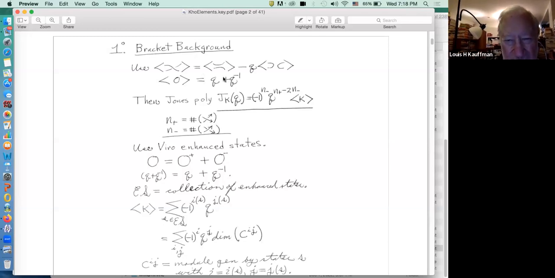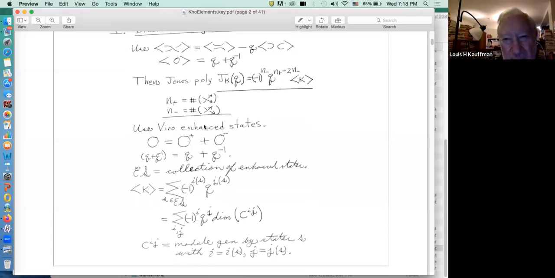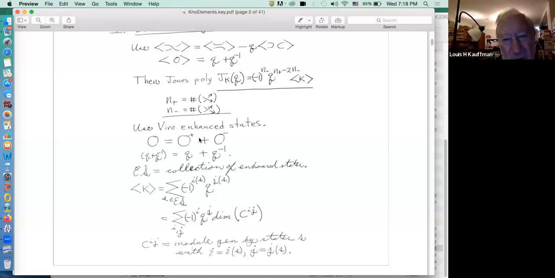We're going to use this bracket. The value of the loop is nice. It's just Q plus Q inverse. And then we're going to enhance the states. We're going to put a plus on a loop, and then it will have value Q. And we're going to put a minus on a loop, and then it will have value Q inverse. So the value of the bare loop is Q plus Q inverse once you've enhanced it in the 2 possible ways, plus and minus. All right? And then if you want to calculate the bracket, it turns into the sum over all the enhanced states.